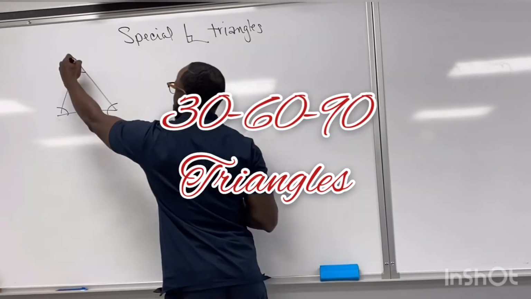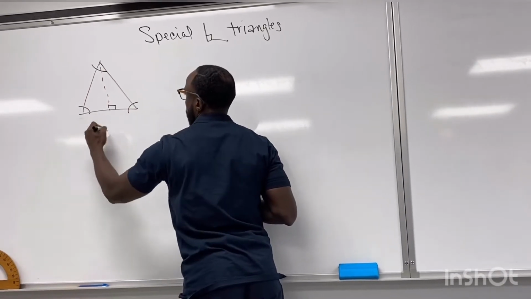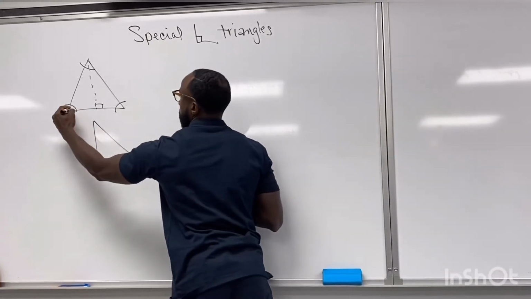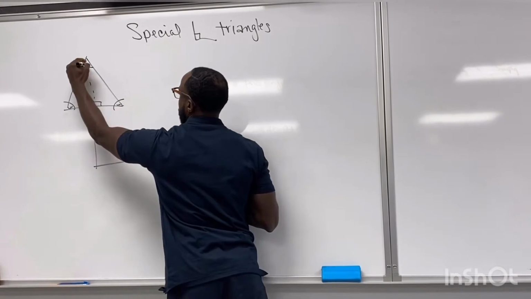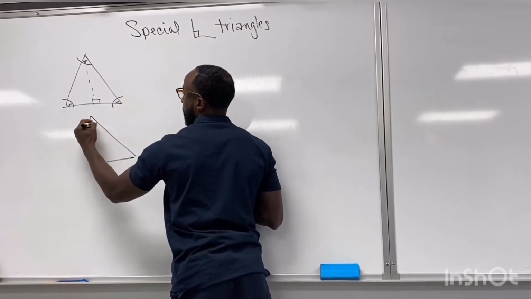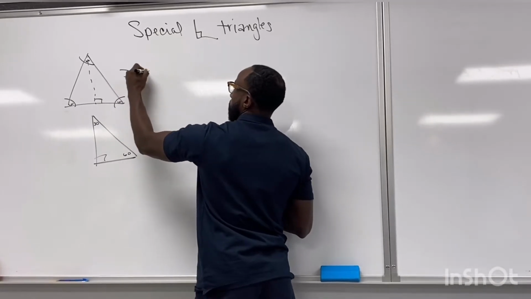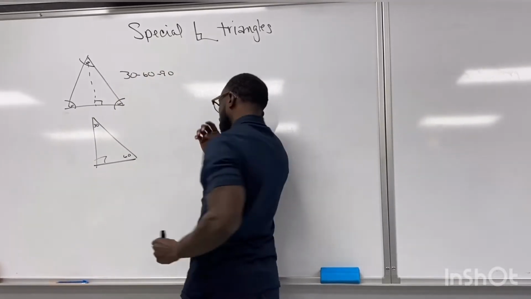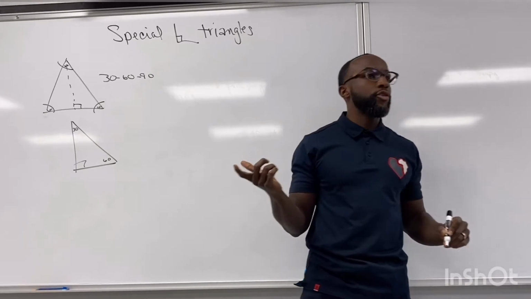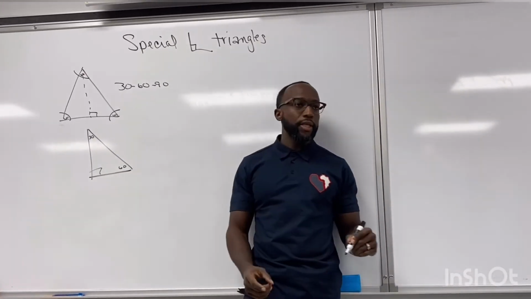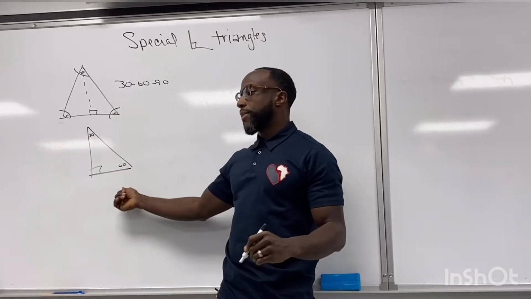When you draw this altitude here, you create right triangles. Equilateral triangle, that means all of these angles are 60 degrees. When it's cut in half, that's 30 and that's 60. So we're talking about the 30, 60, 90 degree triangle. With a 30, 60, 90 degree triangle, it is clear that the legs are going to be different lengths, and so they all have a name.